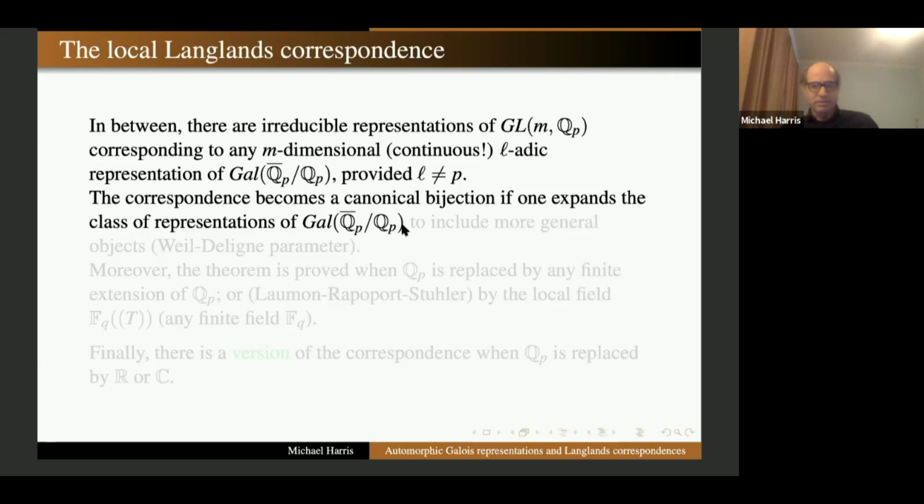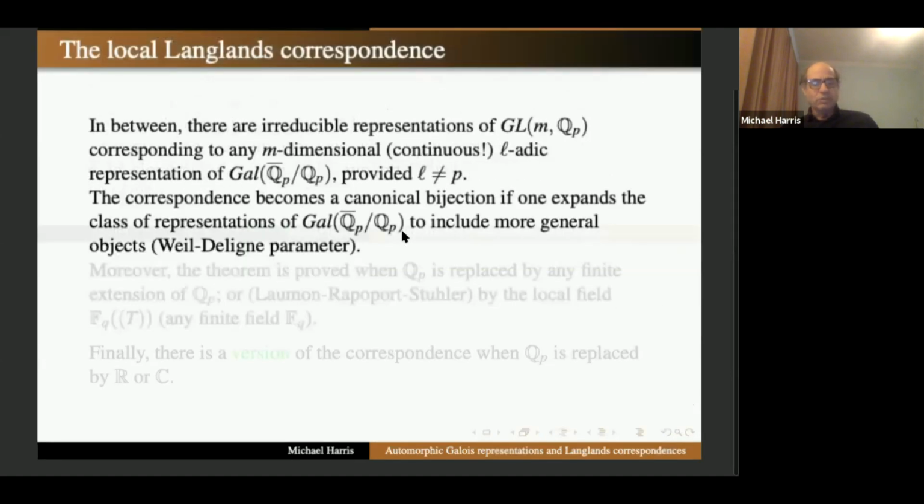I told you it didn't matter whether the coefficients are QL bar or complex numbers, but that's only true if you include slightly more general objects. So you can think of the objects, the Fedorin parameters, as actual representations of a Galois group.